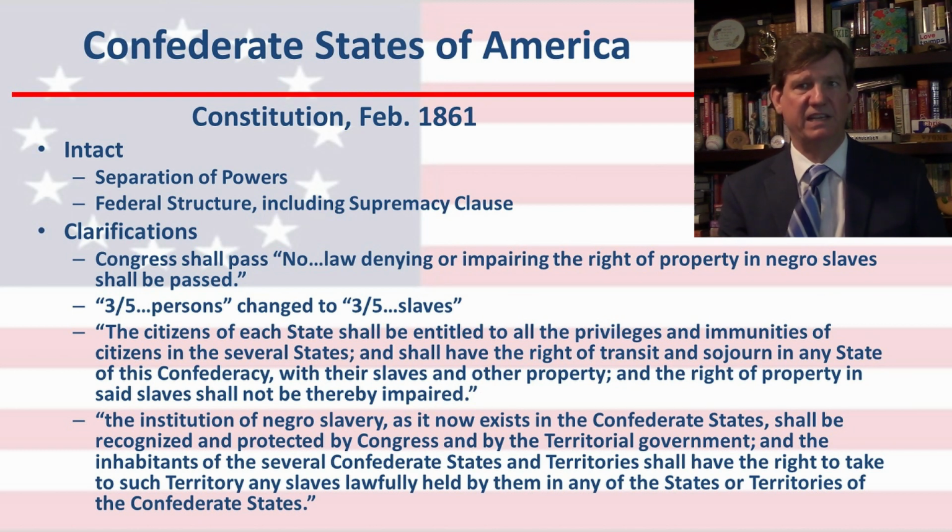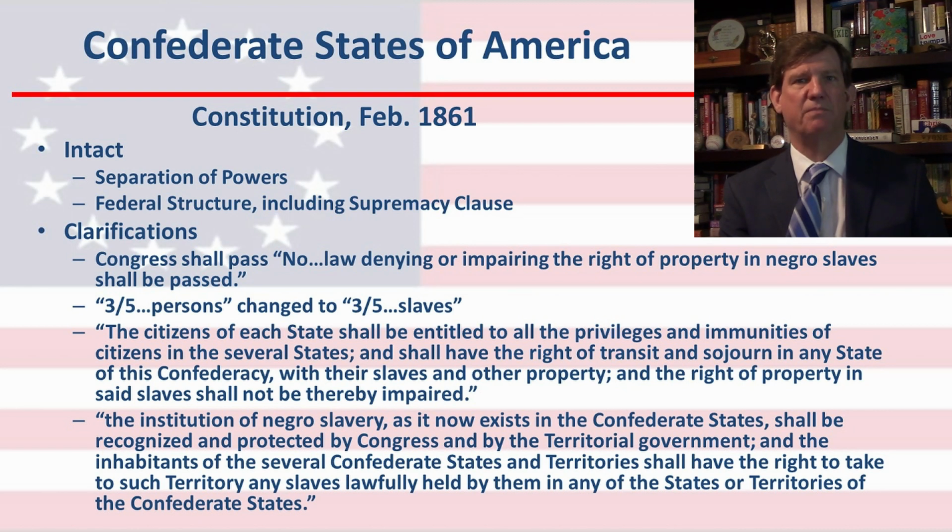The citizens of each state shall be entitled to all the privileges and immunities of citizens in the several states, and shall have the right of transit and sojourn in any state of this Confederacy with their slaves and other property, and the right of property in said slaves shall not be thereby impaired. That any person who legally bought a slave in the Confederate States of America could go anywhere in the country with their property and not fear a loss of property.